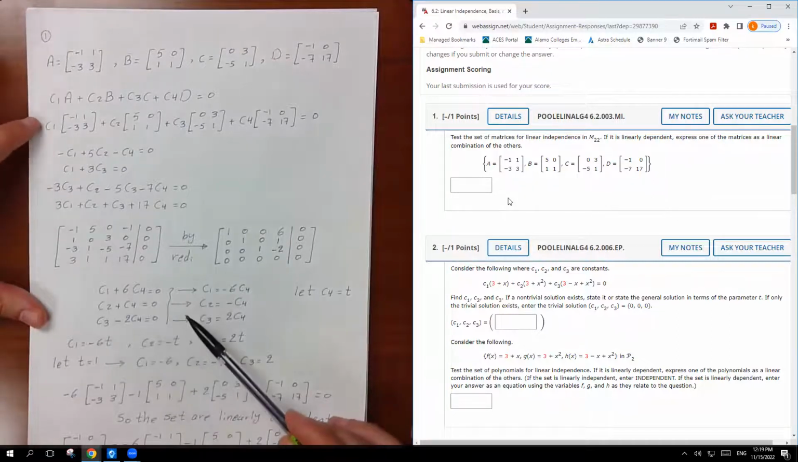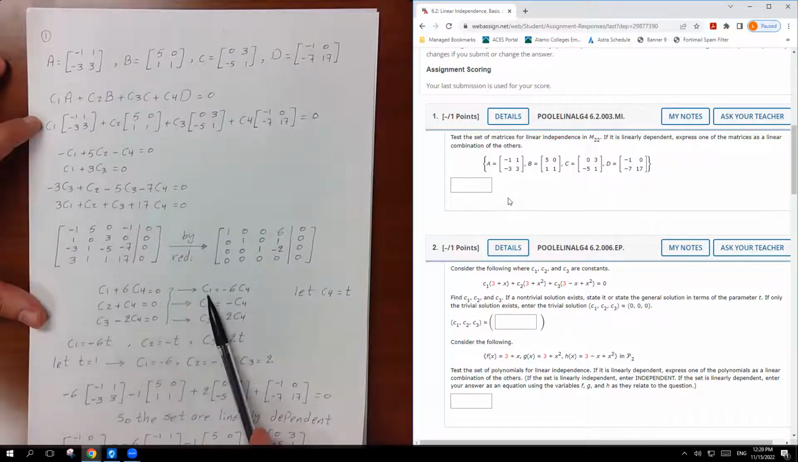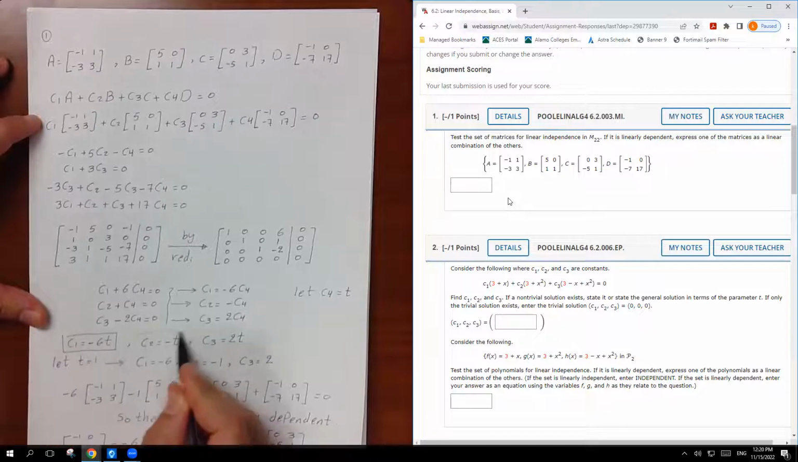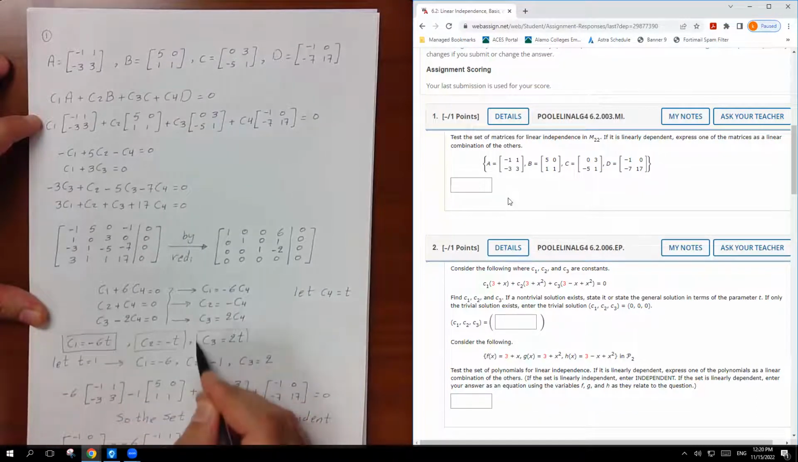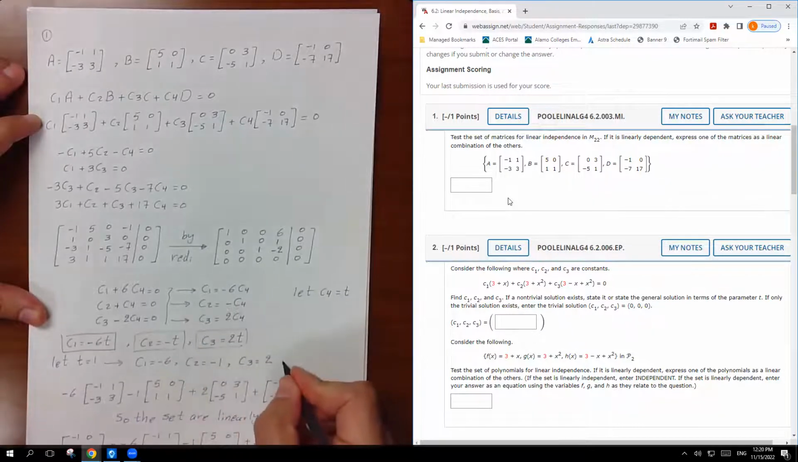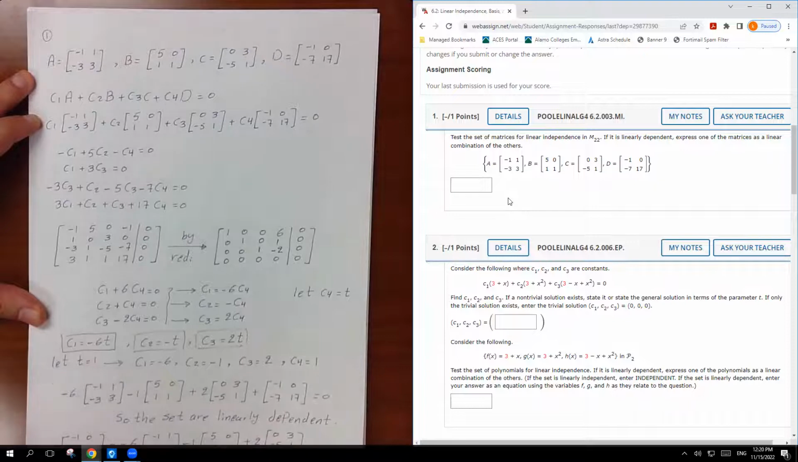If they are zeros, that means this is linearly independent. If they are not zeros, that means this is linearly dependent. So in this case, we found C1, C2, and C3. We're going to let C4 equal T. That means here is the value of C1, here is the value of C2, and here is the value of C3. We're going to let T equal 1. So here are the scalars C1, C2, C3, and C4. That means this is linearly dependent.